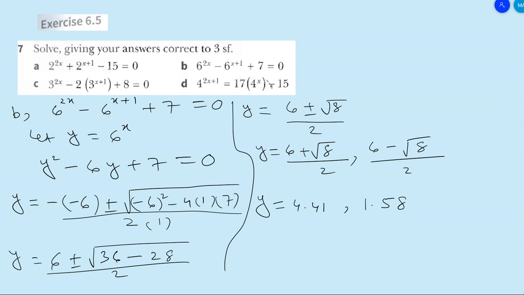So two answers of y have arrived. Now, what is y actually? y is 6 to the power x. So first, 6 to the power x equals 4.41. Taking log on both sides, x equals log 4.41 upon log 6. Calculate this value. The answer is 0.828.